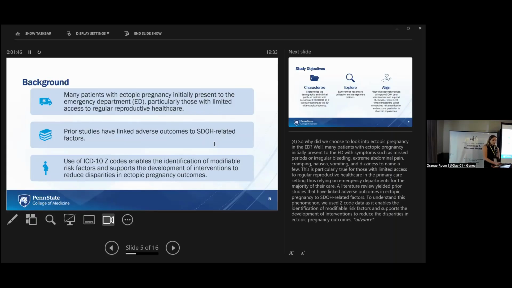Our literature review yielded prior studies that have linked adverse outcomes in ectopic pregnancy with SDOH-related factors. So to better understand this phenomenon, we use Z codes and their data to enable the identification of modifiable risk factors and support the development of interventions to reduce the disparities in ectopic pregnancy outcomes.